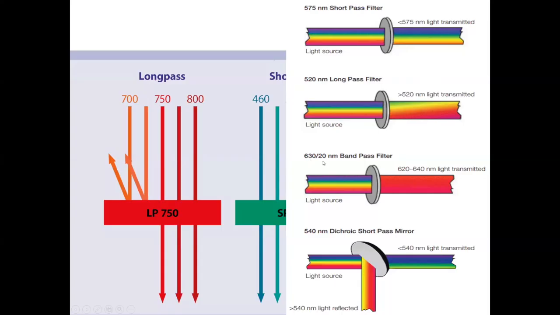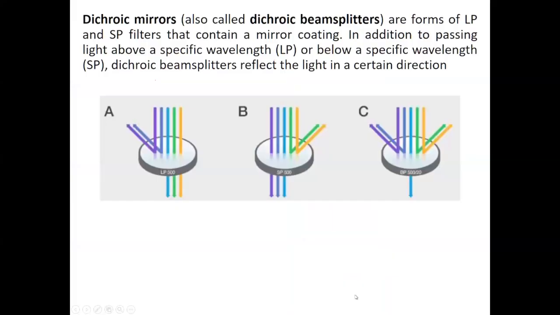Similarly, you see this one 630-20, which means it allows light of wavelength between 610 to 650 to pass through, which is red light, and all others will be deflected. Okay, so again, the dichroic mirror short pass 540 allows light of wavelength lesser than 540 to pass through it, and all other longer wavelength light is deflected. Beauty, right? So this is a dichroic mirror.